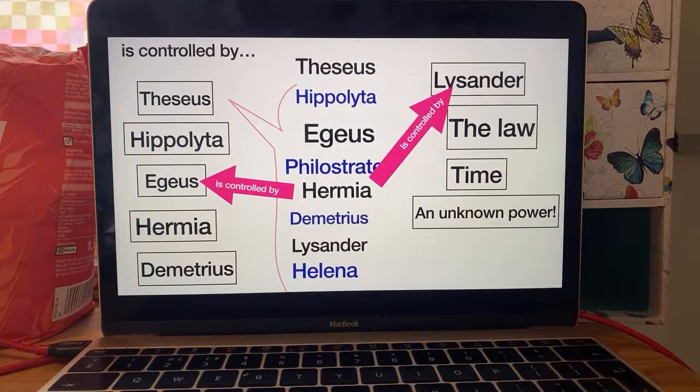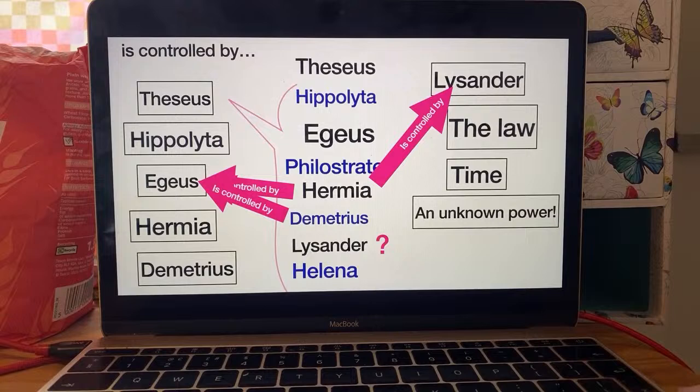Demetrius, we haven't really heard from him yet, have we? He hasn't said anything. Who's he being controlled by? Well, I think really the only time we've heard his name up to this point is Aegeus barking, "Stand forth, Demetrius!" So I'm going to say that Aegeus is controlling Demetrius as well.